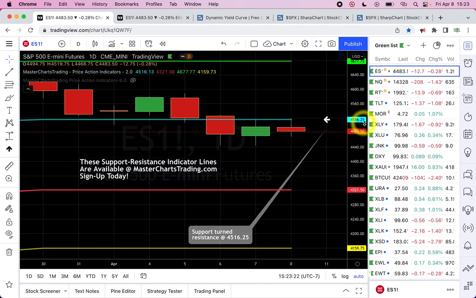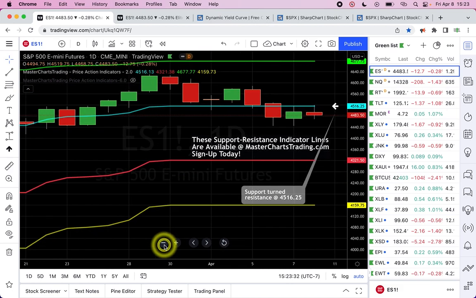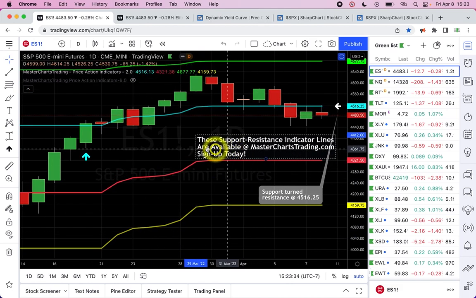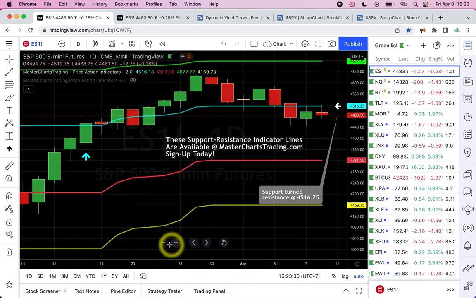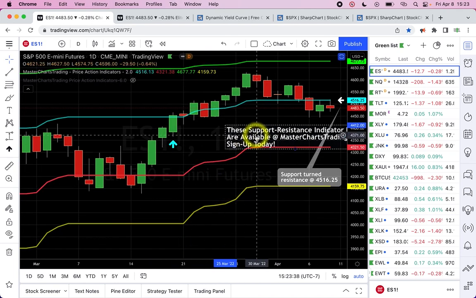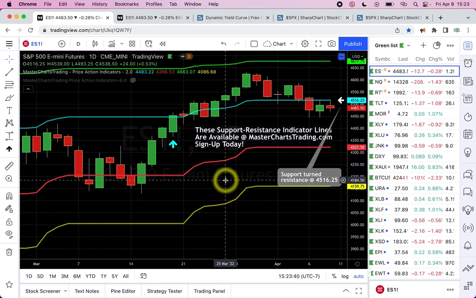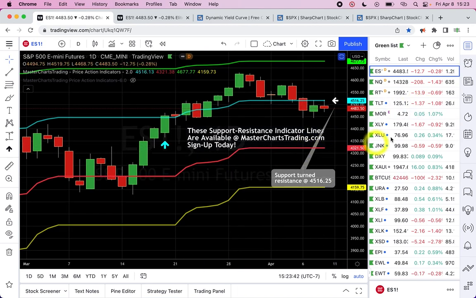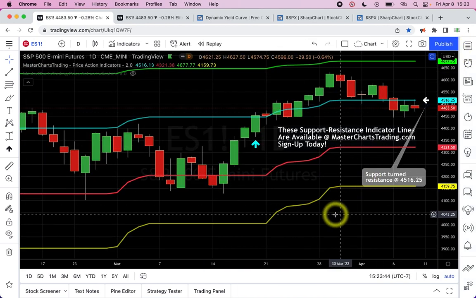So this is currently at 4516.25. So this is a pretty exact number. Let's see if it holds. If it does hold, then most likely we're going to continue lower. And I will show you that there are many indications that could be the case indeed.